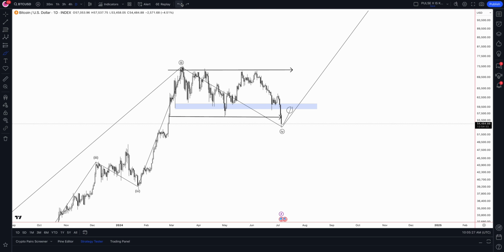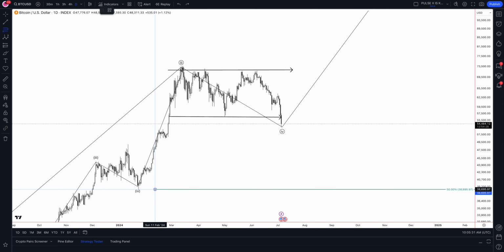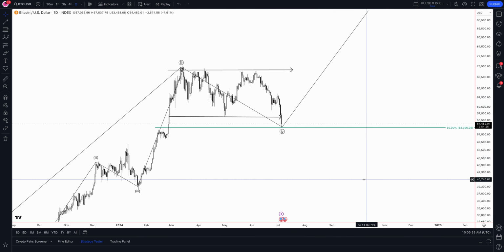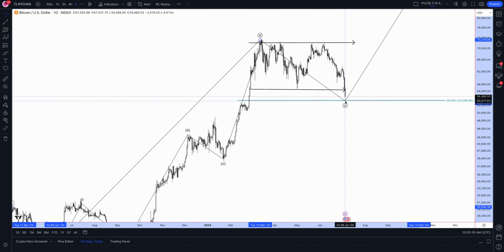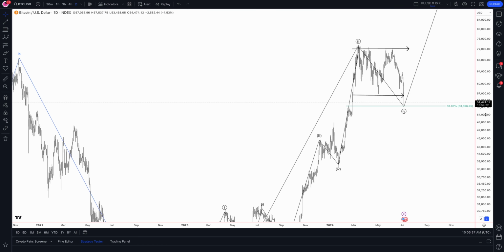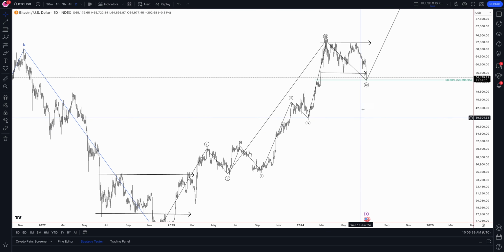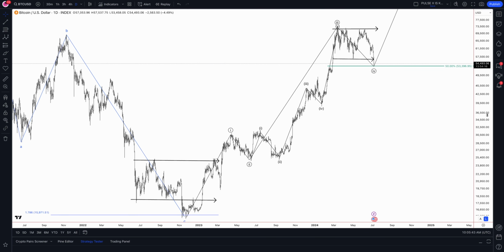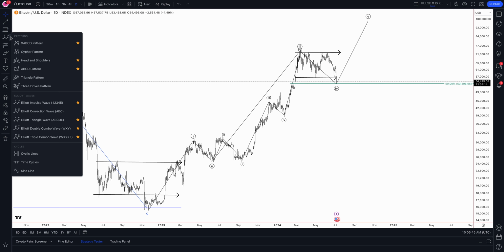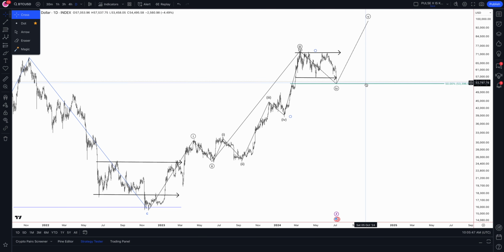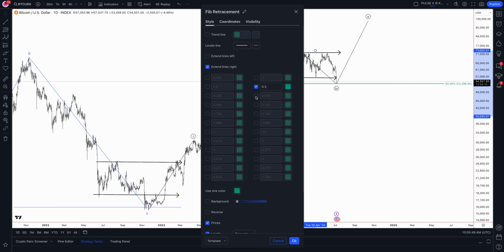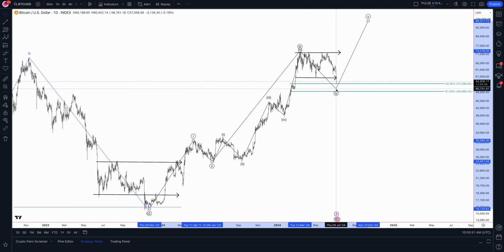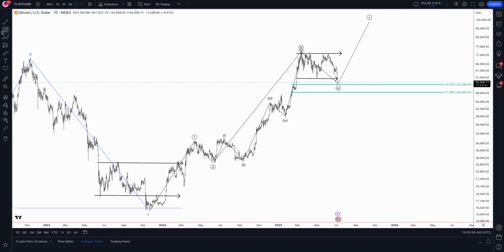So now when we take a fib from this wave 4 low up to this wave 5 high, we do see we actually have hit the 50% fib over here. Okay, so that's very significant. Now this level must hold on Bitcoin in order to maintain its bullish structure. It could go down to the 61.8% fib, right over here at 489, but right now it is holding the 50% fib.